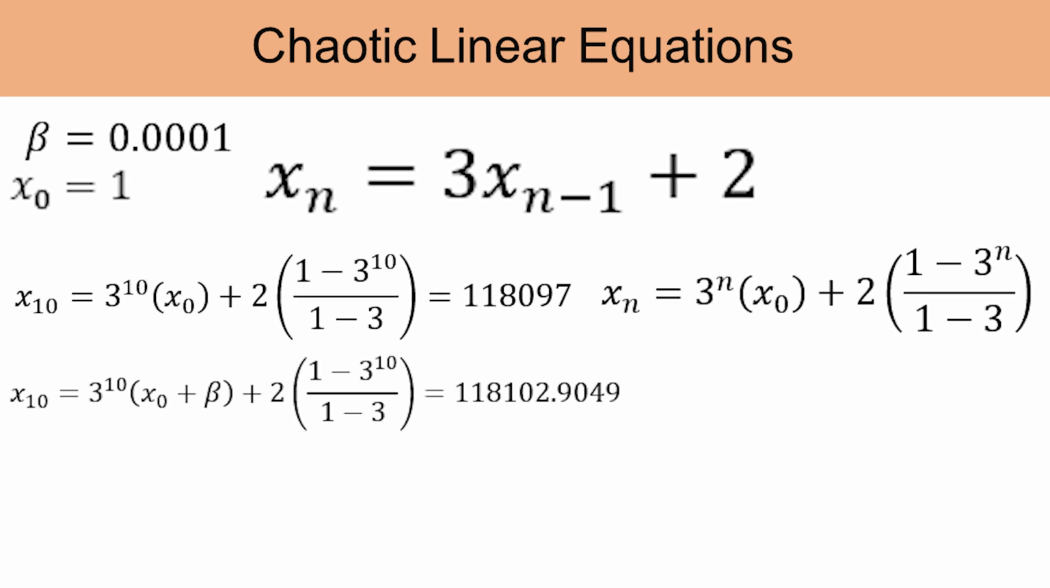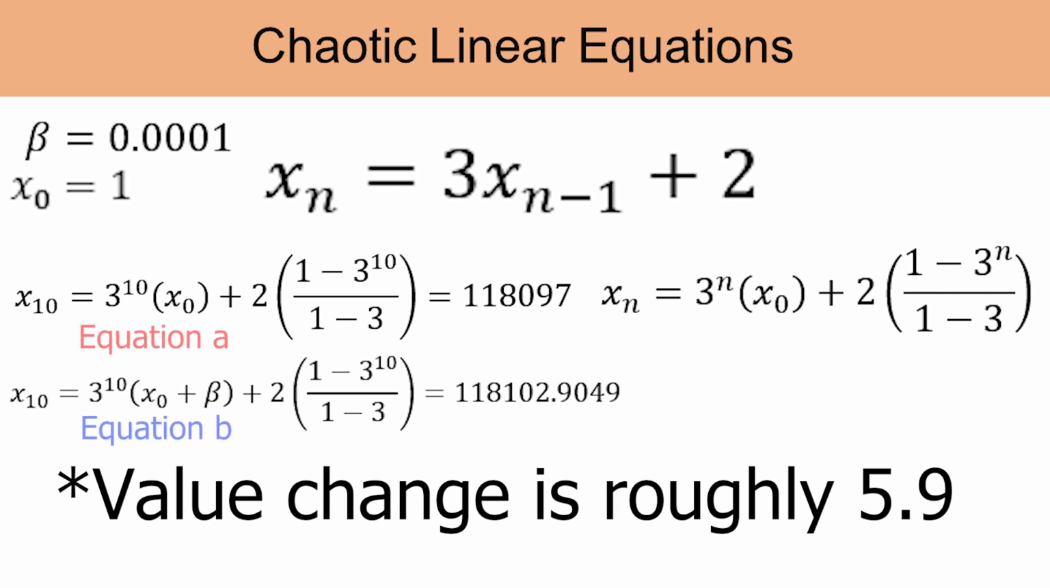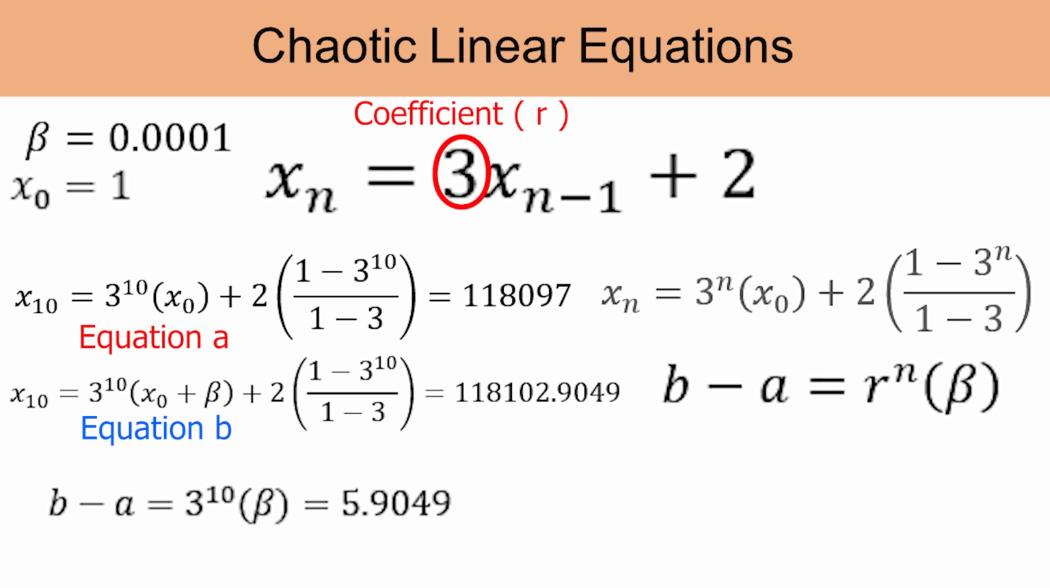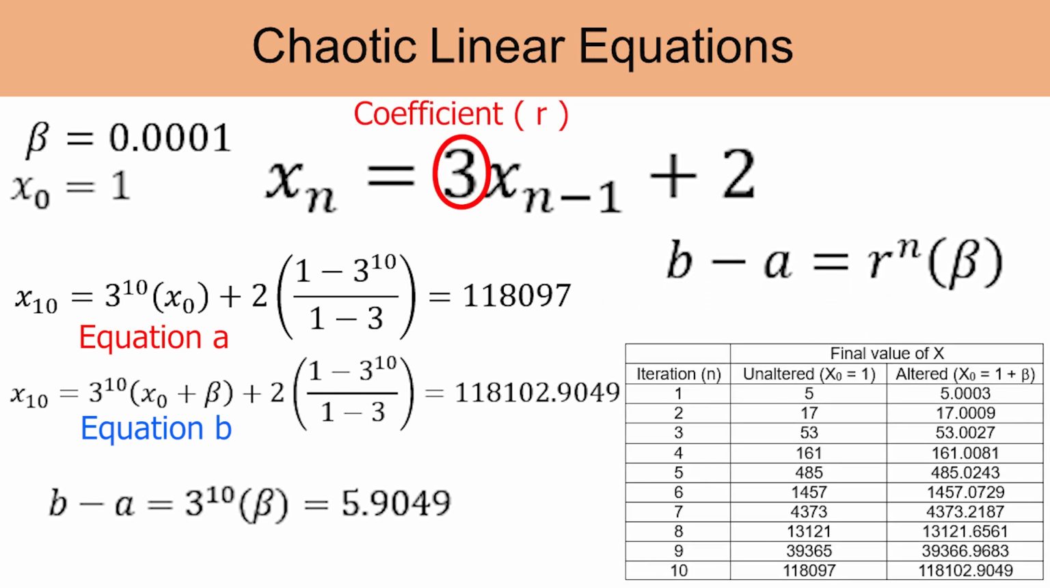By adding 1/1000th to the initial state, the value of the 10th iteration changes by roughly 59. Subtracting the equations from one another gives the difference caused by our minute alteration for any coefficient. According to this, any equation with a coefficient of 1 or less will not display chaotic behavior, as the difference will be multiplied by either 1 or an increasingly small number.